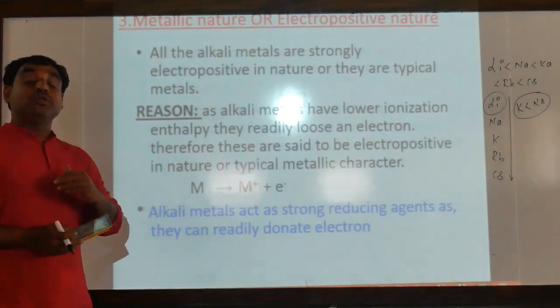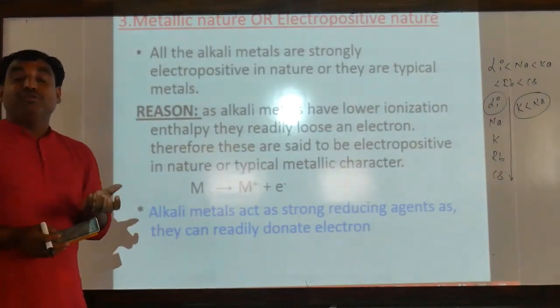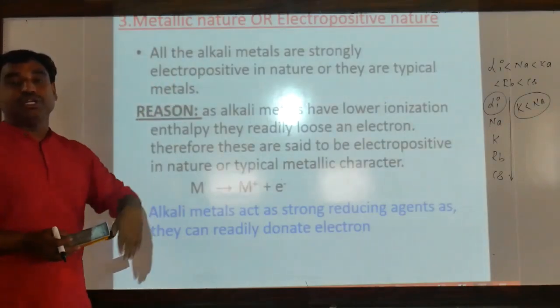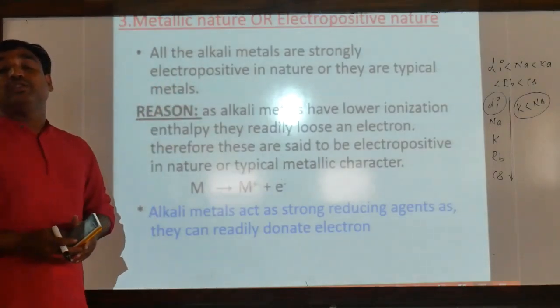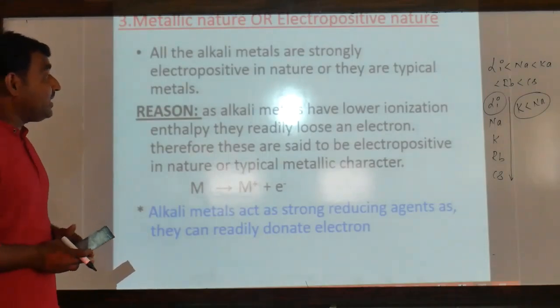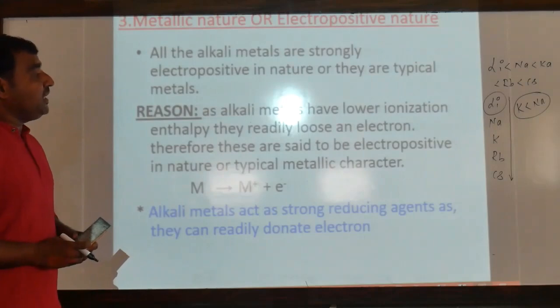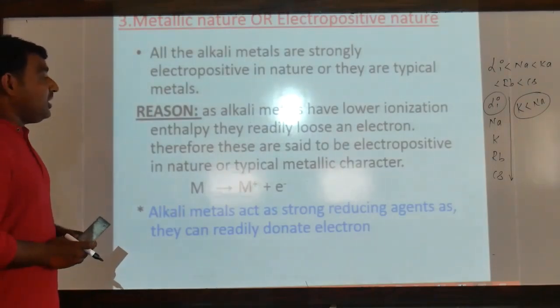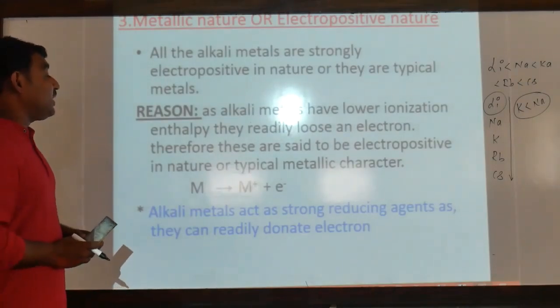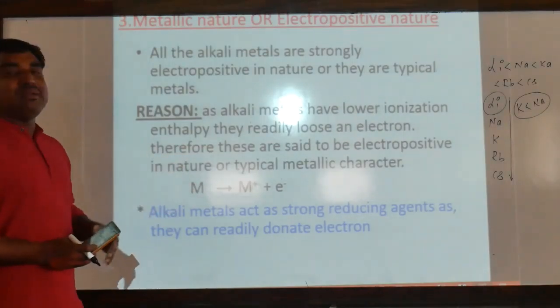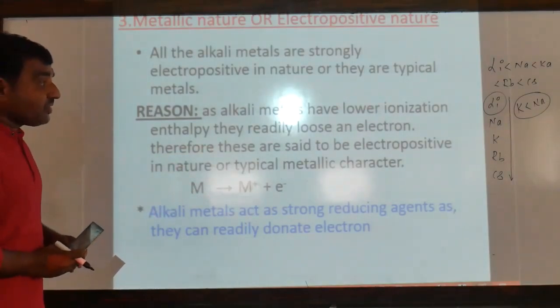If it loses the electron, a cation will be formed. That is what we call electropositive nature. The reason behind this electropositive nature is that alkali metals have a lower ionization enthalpy, so they readily lose an electron. Therefore, these are said to be electropositive in nature, or they have typical metallic character.